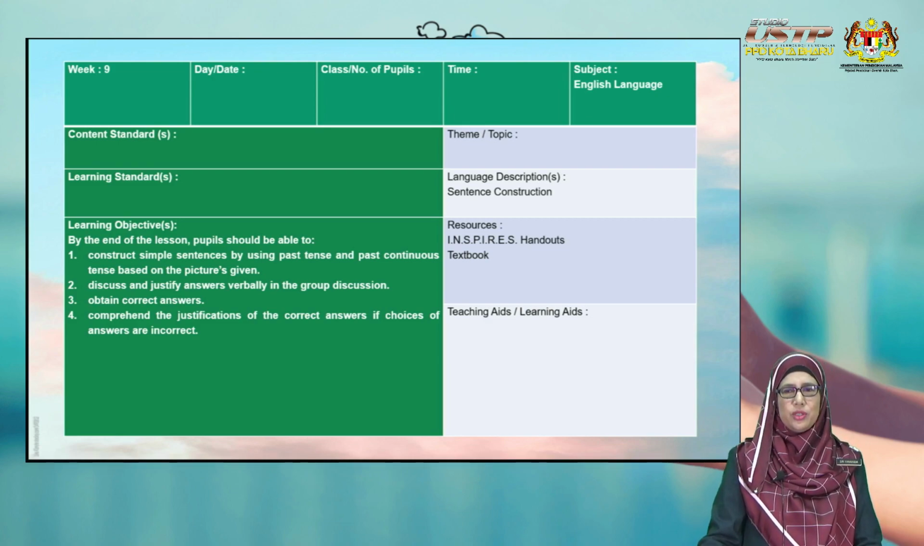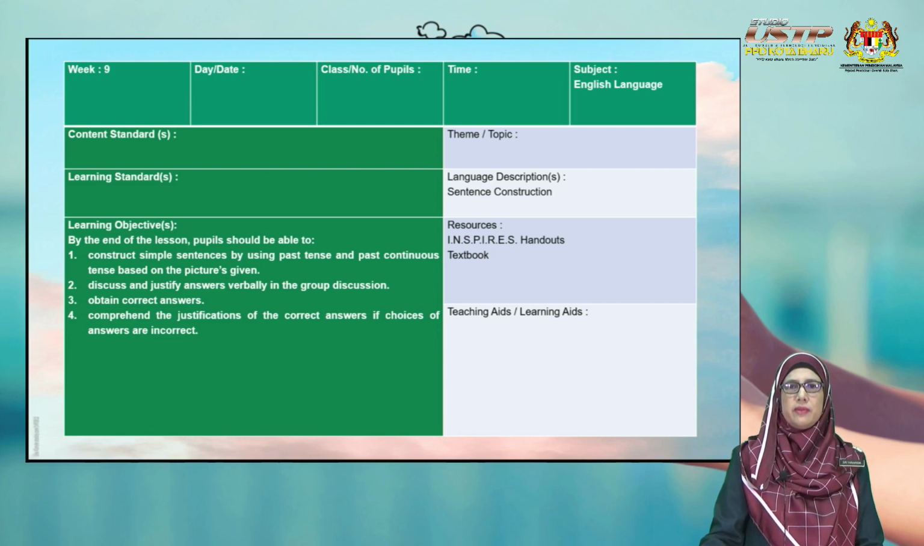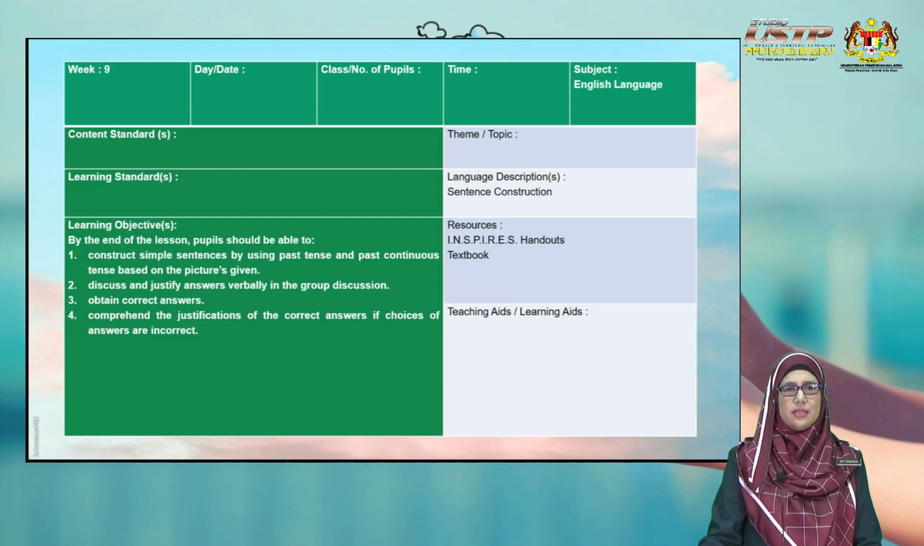Today I will show you lesson plan 9, the language descriptions, sentence construction. First, we will look at the learning objectives. By the end of the lesson, pupils should be able to: 1. Construct simple sentences by using past tense and past continuous tense based on the pictures given.